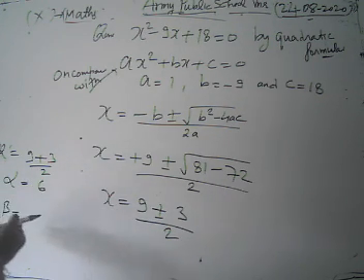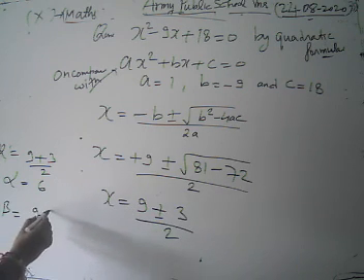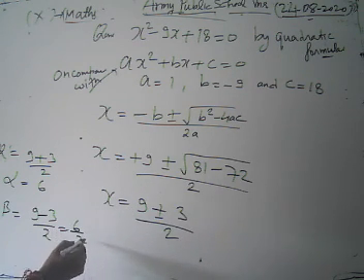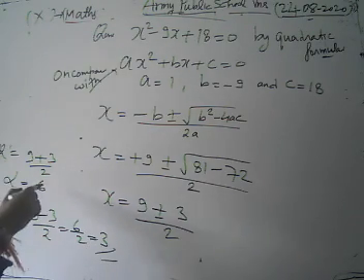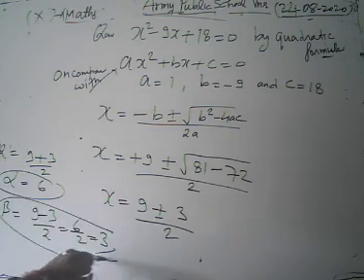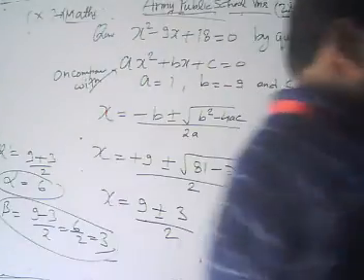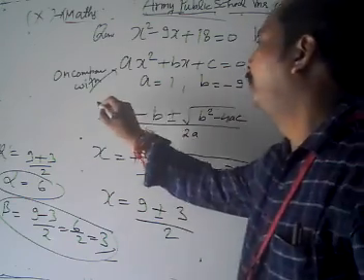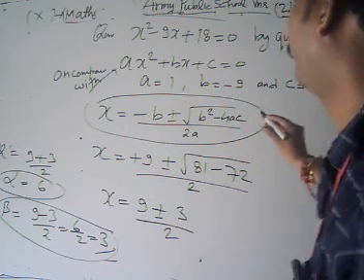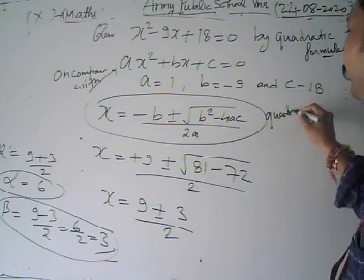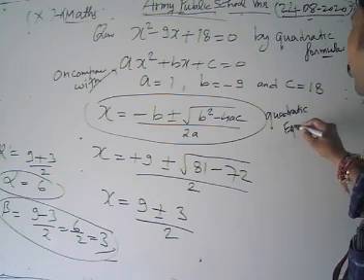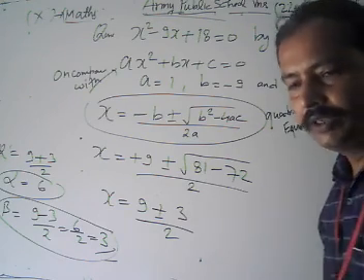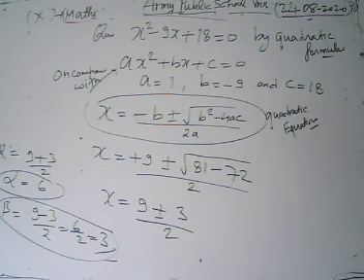How can we get our second root beta? Take the negative sign: 9 minus 3 by 2, 6 by 2, we get 3. This means the roots of our equation are 6 and 3. These are the required roots of our quadratic equation, which we found by using the quadratic formula. We have solved this question by using the quadratic formula.